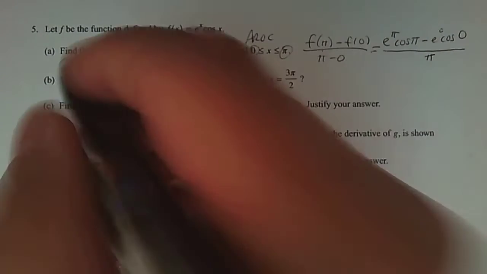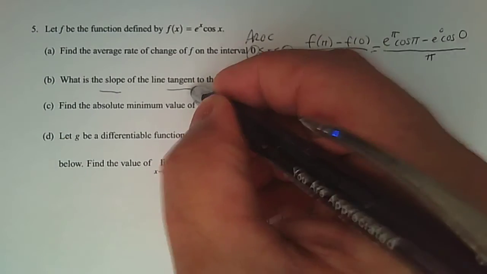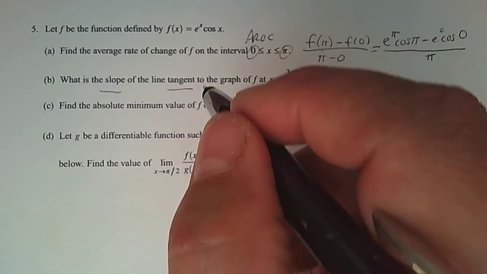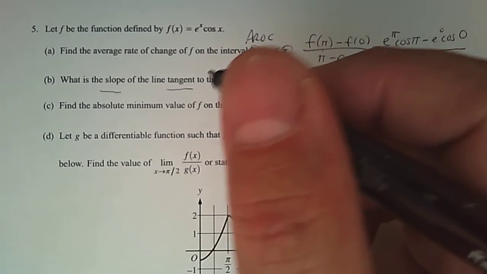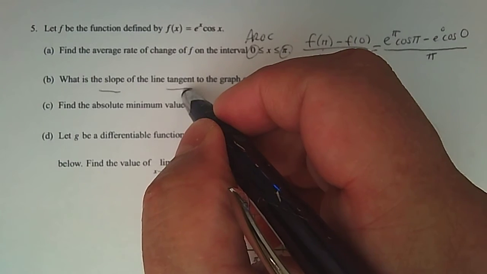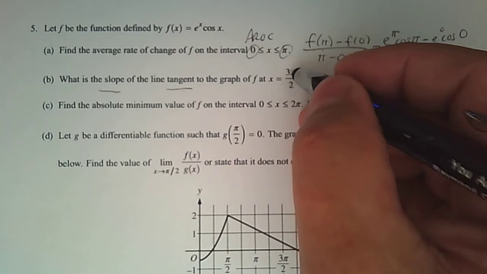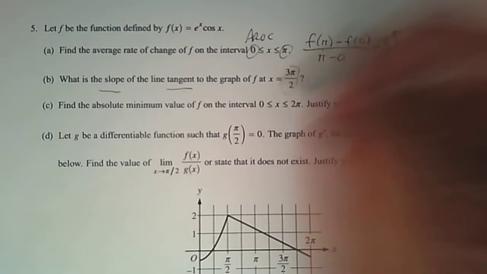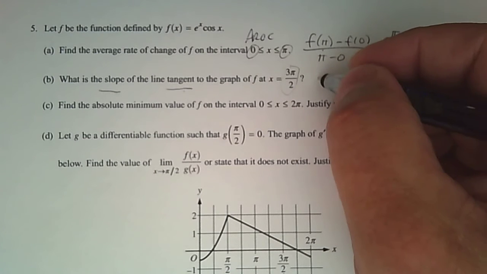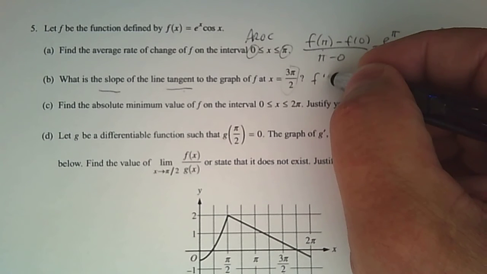All right, B, what is the slope of a line tangent? So what does that mean, slope tangent? Oh, and by the way, this is the real question used, number 5 for 2018. Slope tangent's another way of talking about the derivative at what value? At 3 pi over 2. So step 1 is to find the derivative. Let's see if I have room here. It's not going to take too much room.